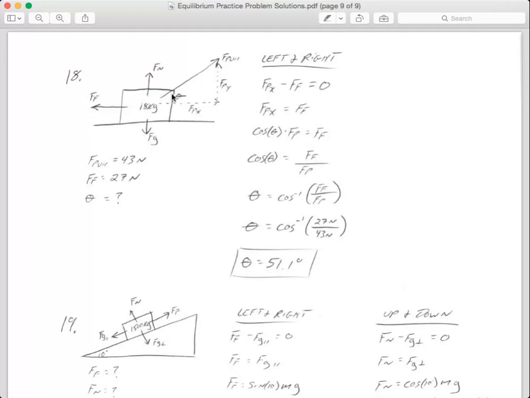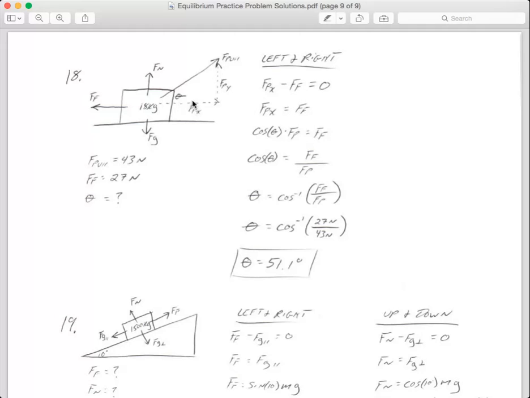So I'm going to take a look at the left and right. The reason I'm going to take a look at left and right, not up and down, is I've been given force of friction, which is a force in the left and right. That's 27. So that's what I'm going to do. If I'm adding up my left and right forces, I know the force of pull in the x direction. That goes directly to the right, so it's positive, minus the force of friction, because that goes to the left, equals 0. So my right stuff, force of pull in the x, equals my left stuff, force of friction.